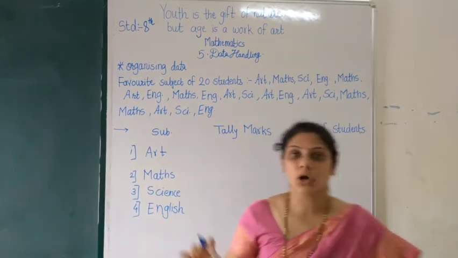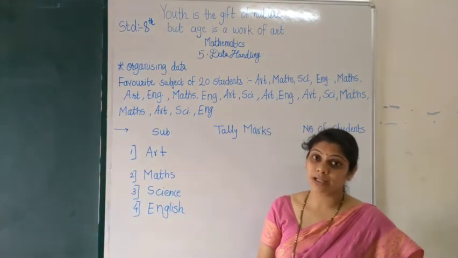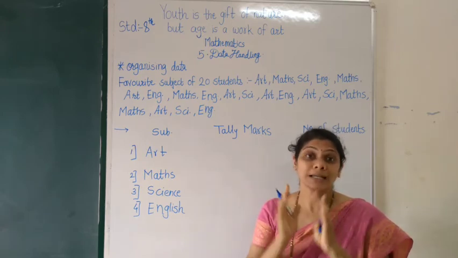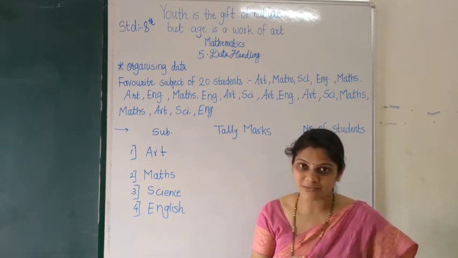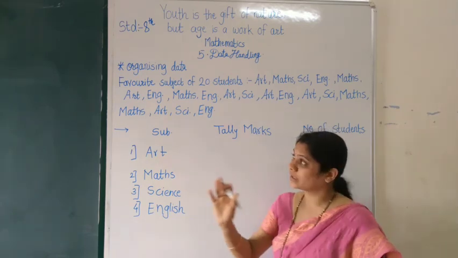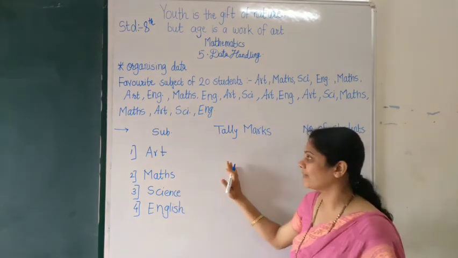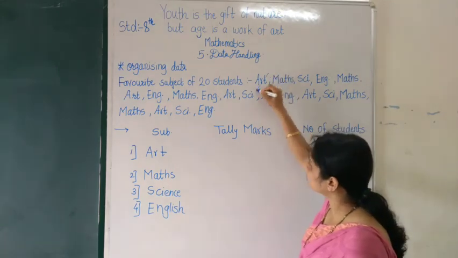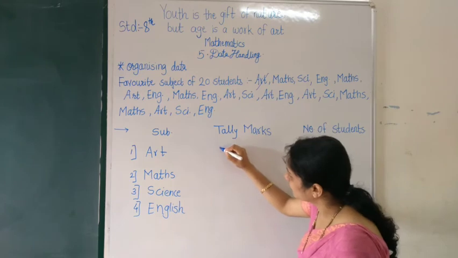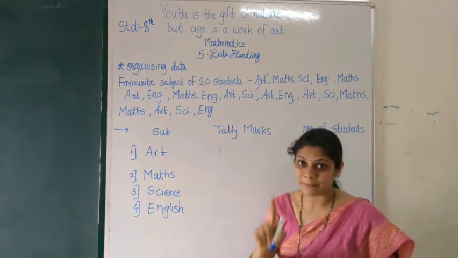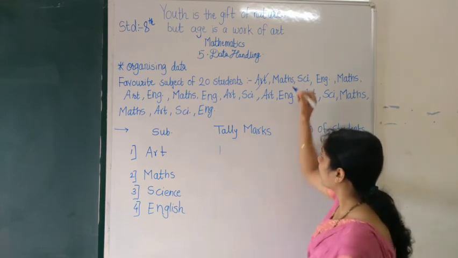Now I have to draw the tally marks. But how can we draw tally marks? Look here, it is very easy. Just listen and watch this video carefully. Now I will cut the favorite subjects one by one from this list and mark them here one by one. So first is Art, so I will mark in the column of Art. You have to draw one simple standing line.